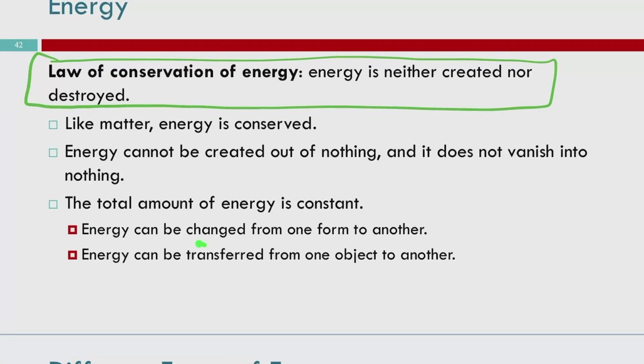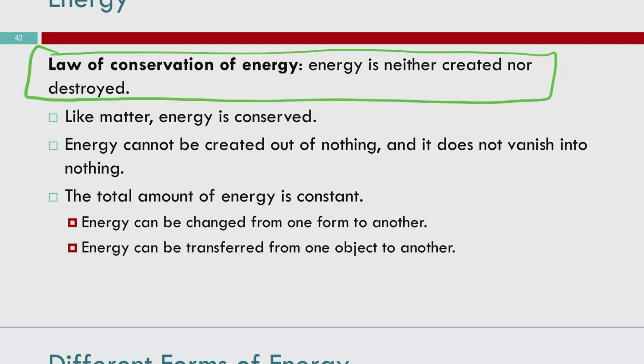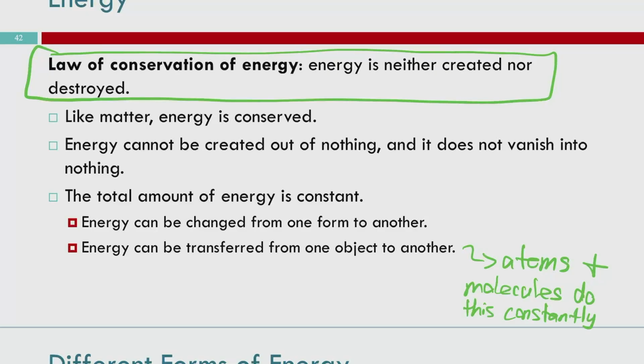However, we can change our energy from one form to another. There's several forms of energy. We can also transfer our energy from one object to another. And atoms and molecules are doing that constantly. They're constantly bumping around into each other and transferring their energy.